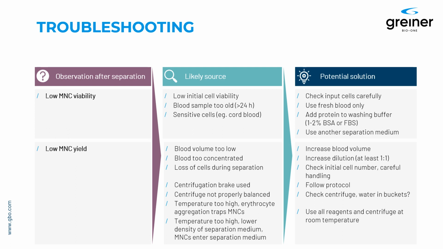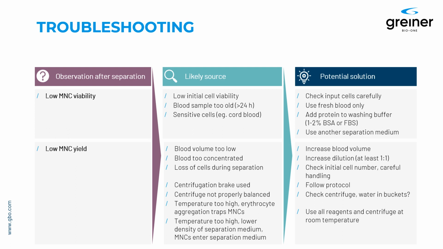A low mononuclear cell yield might be caused by a blood volume that is too low, or blood that is too concentrated, so the cells might get lost during separation, the centrifugation brake that was used, or if the centrifuge is not properly balanced. If the temperature is too high, then erythrocytes aggregate and trap mononuclear cells. And also the density of the separation medium might be lower, which causes mononuclear cells to enter the separation medium.